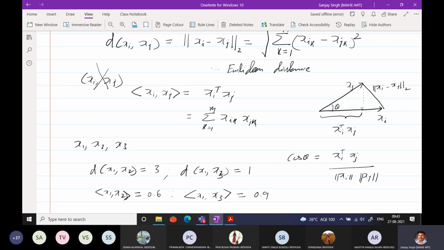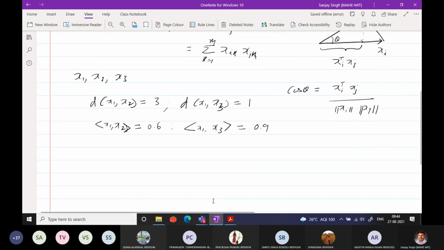So remember that for the inner product, the maximum value could be 1. The higher the value, the more the similarity. Between x1 and x2 it is 0.6, and between x1 and x3 it is 0.9, which means x1 is more similar to x3 as compared to x2. This is what I mean to say.